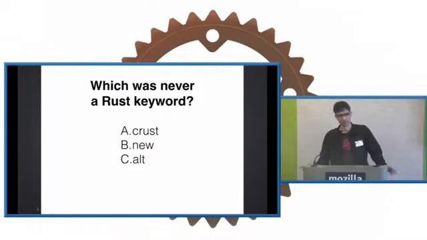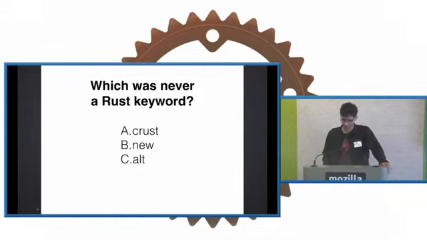Now, this is a really hard one. You may know we've gone through a lot of keywords over time. We're at a pretty low point right now. So which of these was never a Rust keyword? Was it A, crust, or B, new, or C, alt? I think I already called on you once, so you in the green there? B, new. That's right, it was B. I was hoping that would take longer. So for reference, crust was the way you defined a Rust function callable from C. It was a C to Rust function. Either our most inspired or least inspired choice.